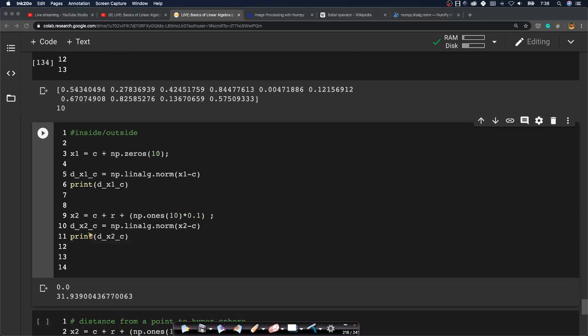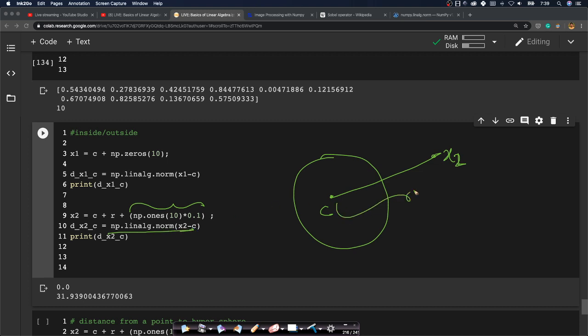It's okay. So this point is, I'm taking the center, I'm adding radius. If this is my sphere, I'm saying add r on all the dimensions and then add some more value to this. Obviously, if I add r to each of the dimensions, this point has to be outside, by design, right? So now if I do x2 minus c, and I take the norm of it, norm of x2 minus c will give me this distance.